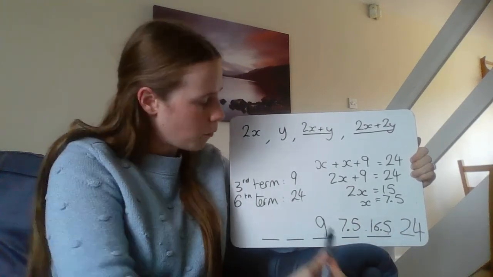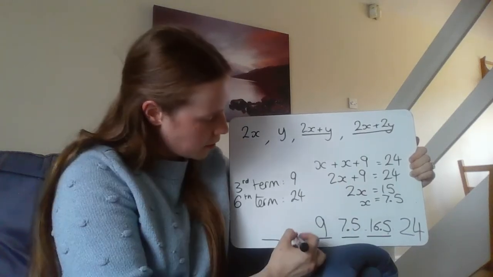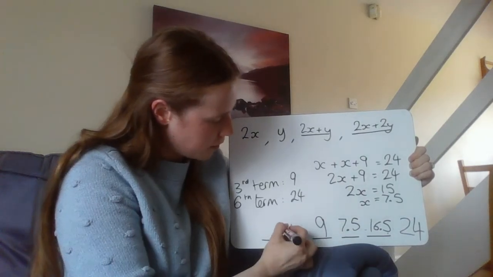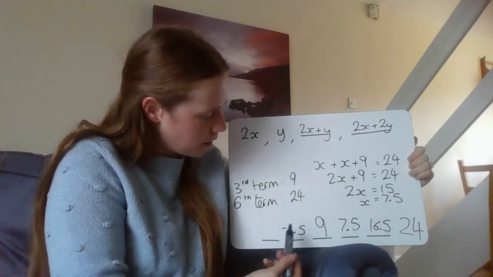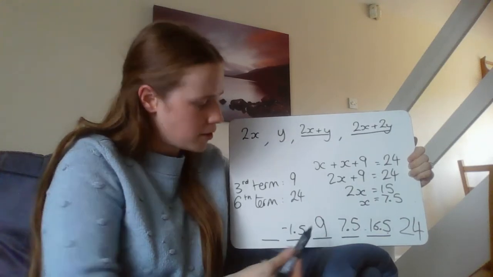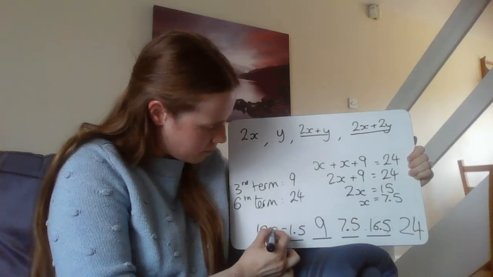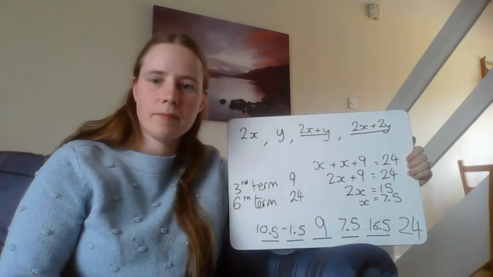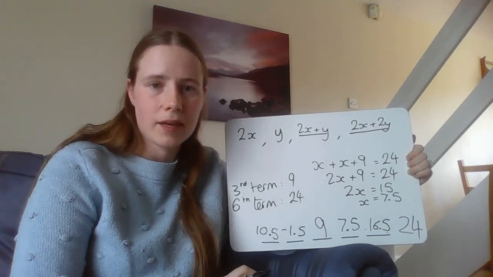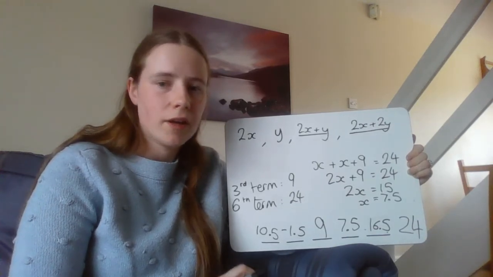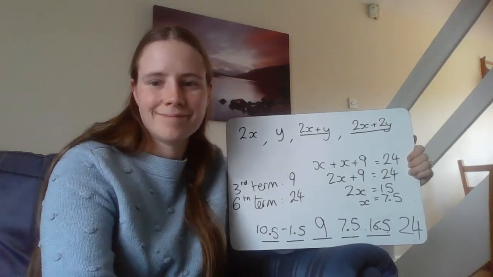Okay, I can now work backwards. Something plus 9 to get me 7.5 is going to have to be minus 1.5. Okay, and something plus minus 1.5 to get me 9 is going to have to be 10.5. Okay, that one was quite a tricky one because we had decimals as well as the algebra coming in, but you might get something which requires you to introduce algebra in order to solve the problem.